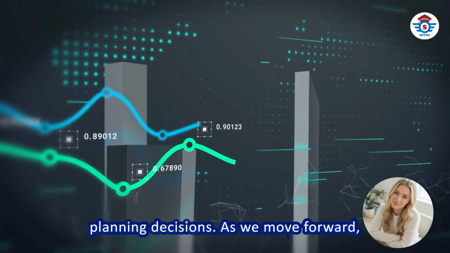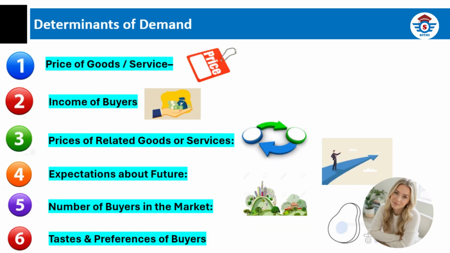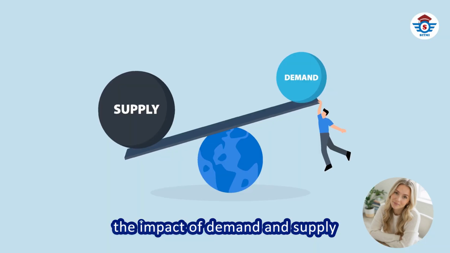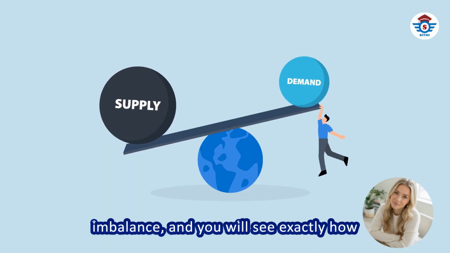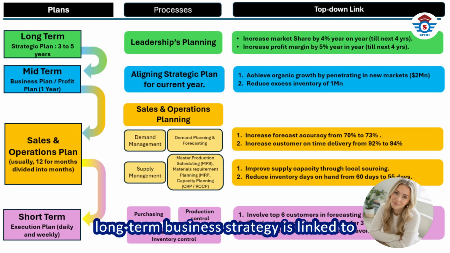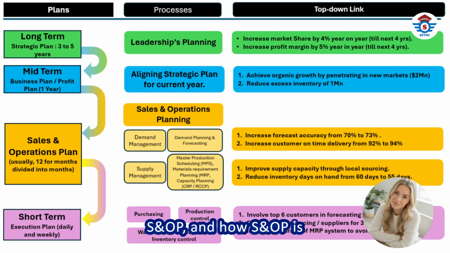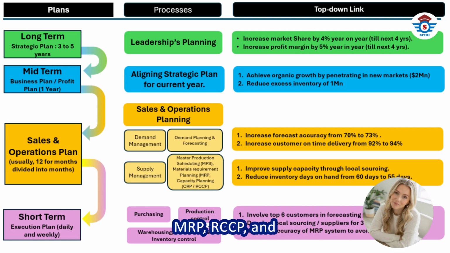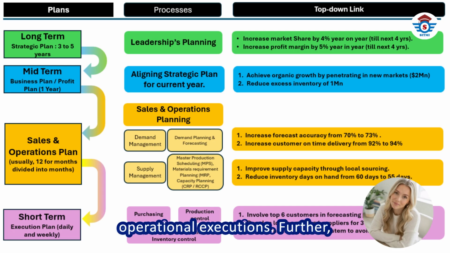on planning decisions. As we move forward, we deep dive into determinants of demand, the impact of demand and supply imbalance, and you will see exactly how long-term business strategy is linked to S&OP, and how S&OP is linked to day-to-day planning with MPS, MRP, RCCP, and operational executions.